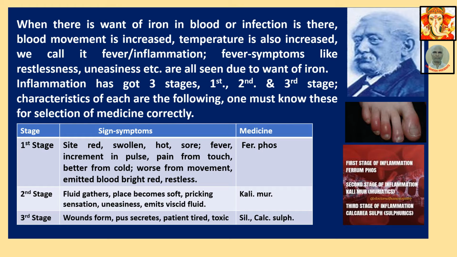Second stage. Fluid gathers in the place of inflammation. The place becomes soft, pricking sensation, uneasiness, emits viscid fluid. Then the medicine is calcarea. Third stage: wounds form, pus secretes, patient tired, toxic look. This requires silicea or calcarea sulph.